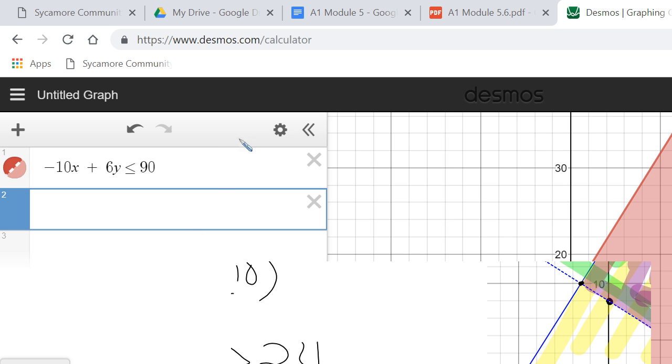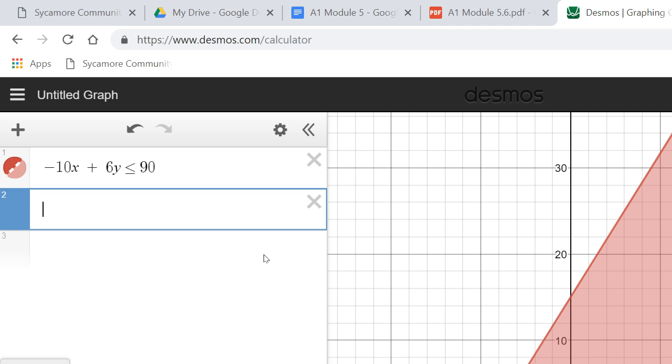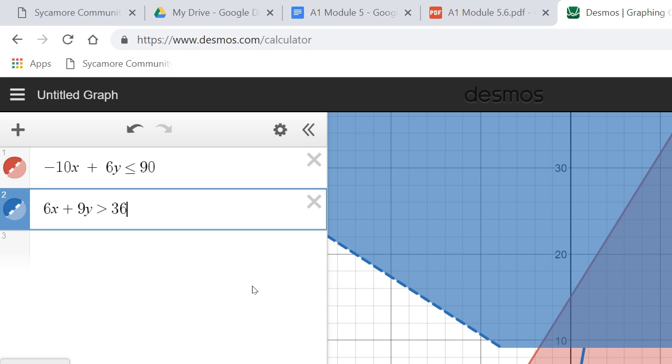And 6x plus 9y is greater than 36. 6x plus 9y is simply greater than 36. Okay?